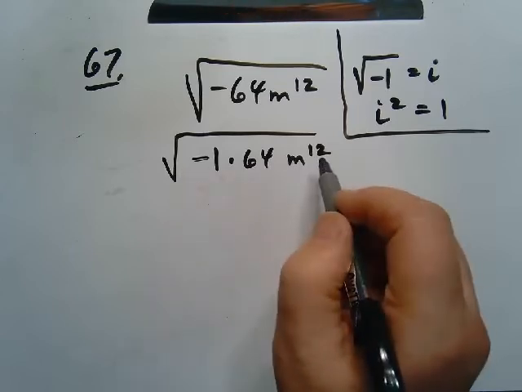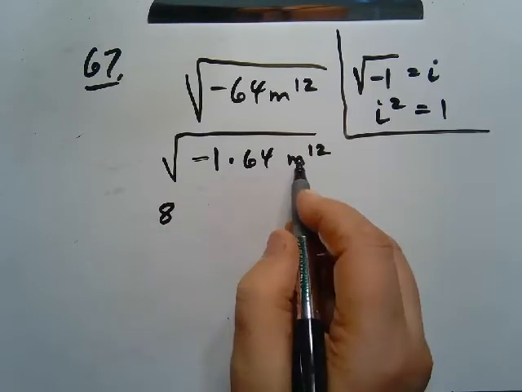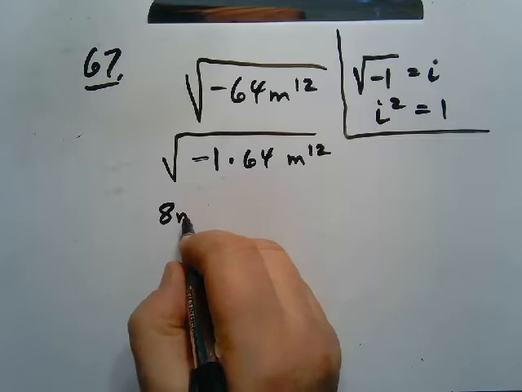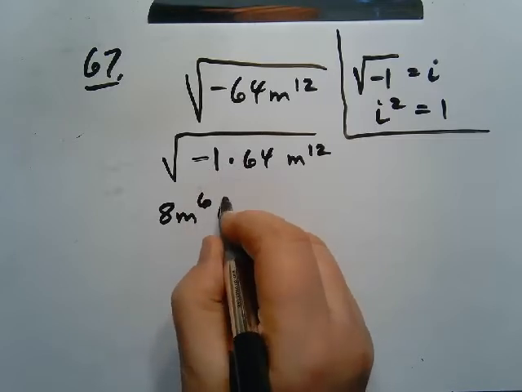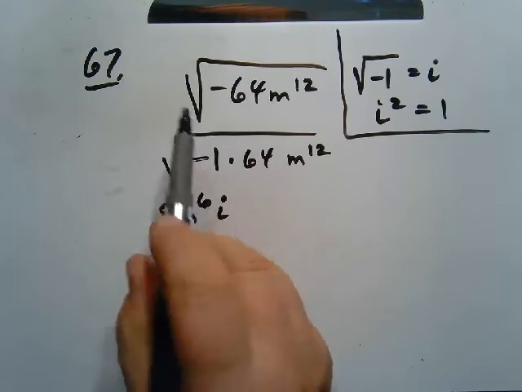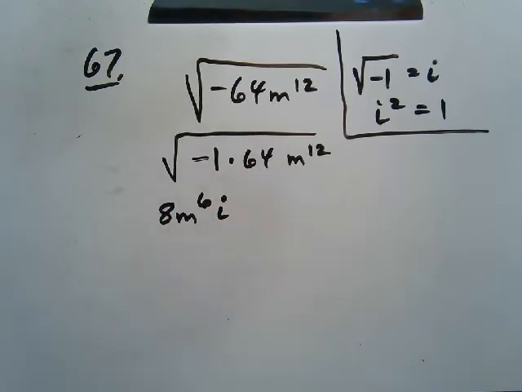Everybody's coming out. So the square root of 64, principal, is 8. Square root of m to the 12th, divide the exponent. And the square root of a negative 1 is i. So there's your answer. Notice it wasn't asking plus or minus here, so I only need the one answer. Okay? Next one.